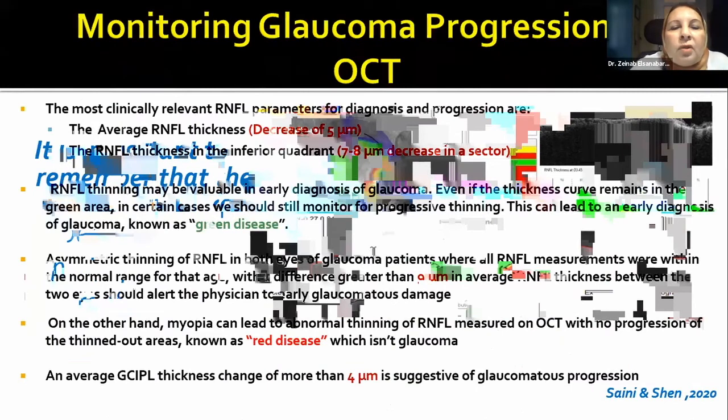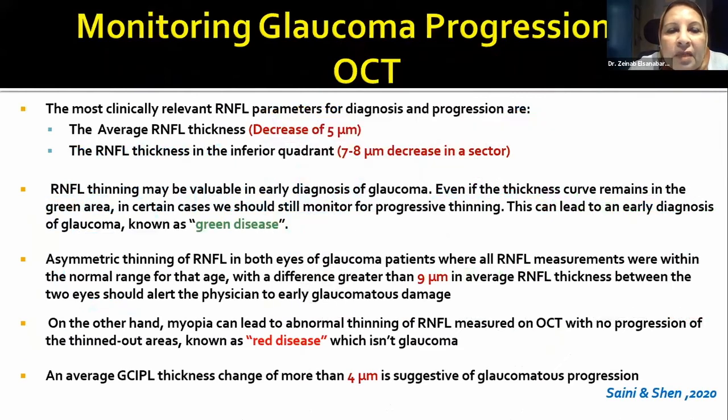So, for monitoring glaucoma progression by OCT, we should know that the most clinically relevant retinal nerve fiber layer measures are the average and the inferior quadrant. When there is a decrease in the average by 5 microns, we should take it into consideration and consider it a significant decrease. And for each sector, a decrease of 7 to 8 microns. The decrease in the average should be taken with a smaller amount, as it is a global affection.